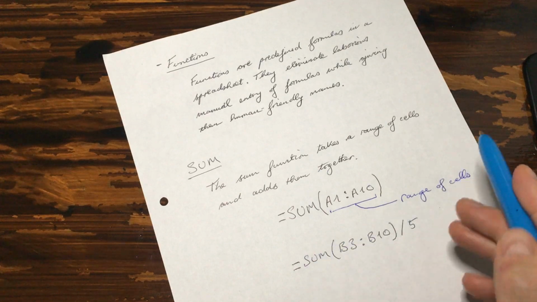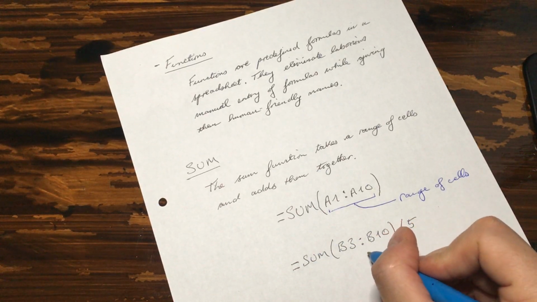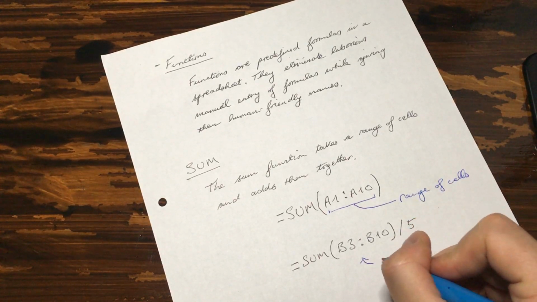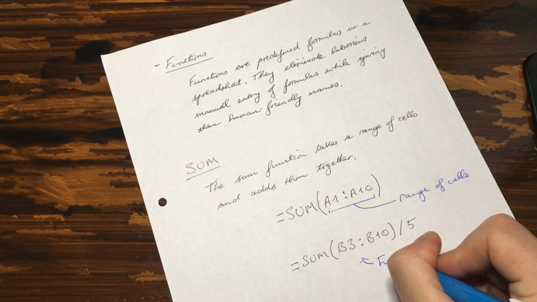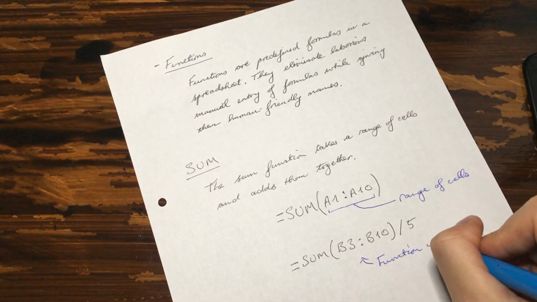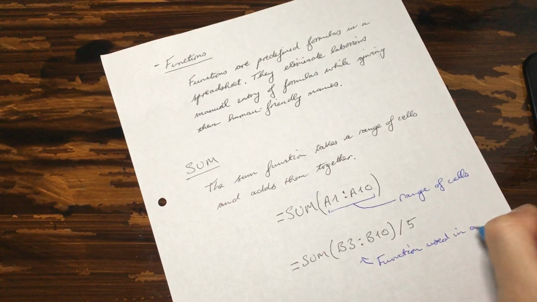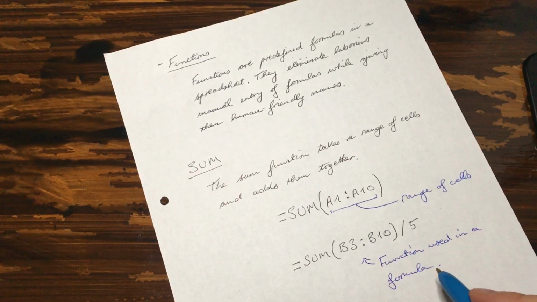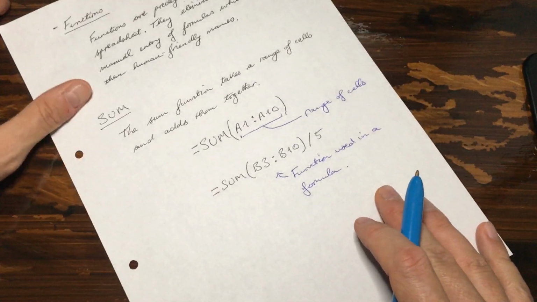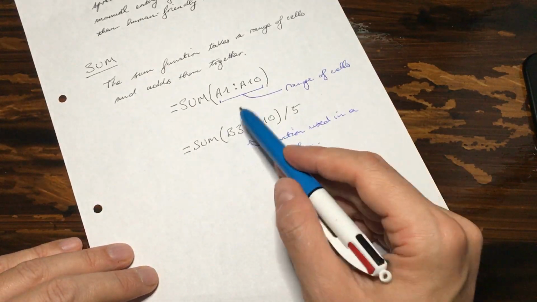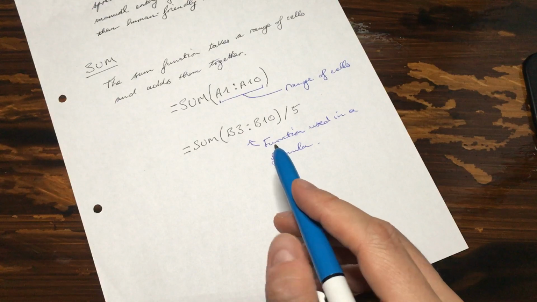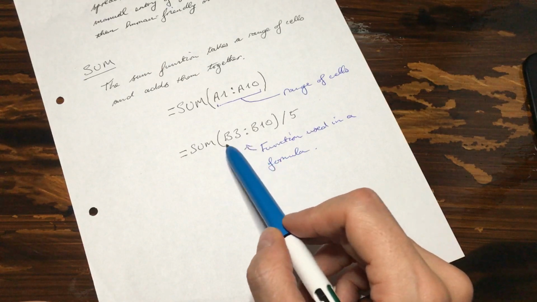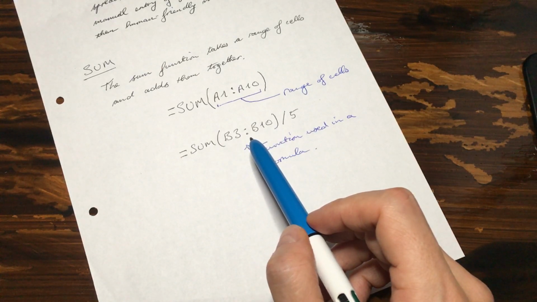So I'm just going to write function used in a formula. Okay, so that's that one. I've got a little bit of room left on here, so just make sure you take all these notes down. And there is other things that we could do with sum as well. There's ones where we can skip out cells, but we'll probably not bother with doing that.